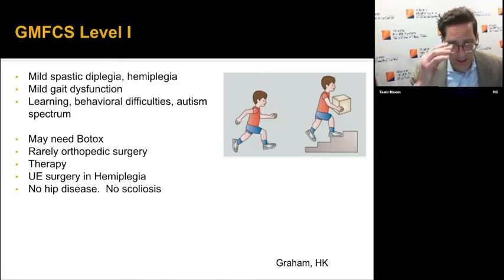And so we can tailor our treatment based on the GMFCS level, and these are just guidelines of some of the interventions that we need to do. It should be kept in mind that every child with CP is unique and requires their treatment to be individualized. So the level 1s may need Botox, rarely orthopedic surgery, lots of therapy, occasionally surgery for the upper extremity and hemiplegia, and little to no hip disease or scoliosis.